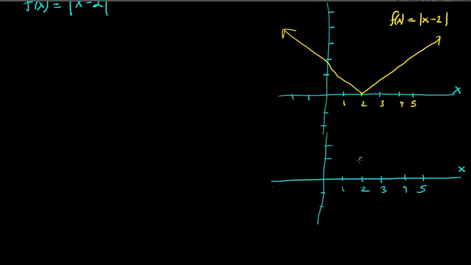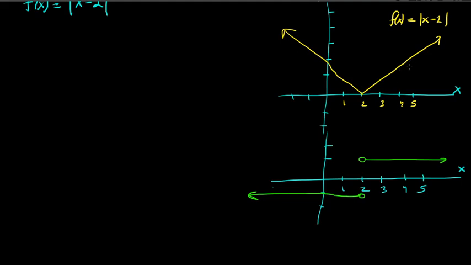This is going to be y equals 1, and then this will be y equals negative 1. All right, that's better. Okay, so what we're seeing here is this.